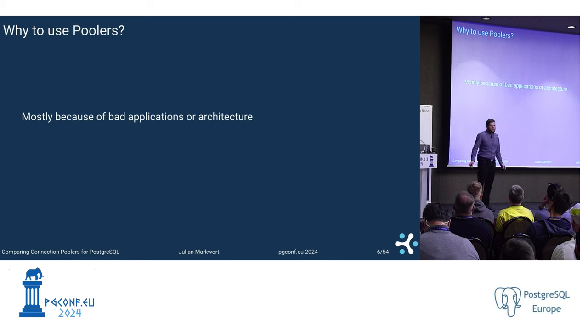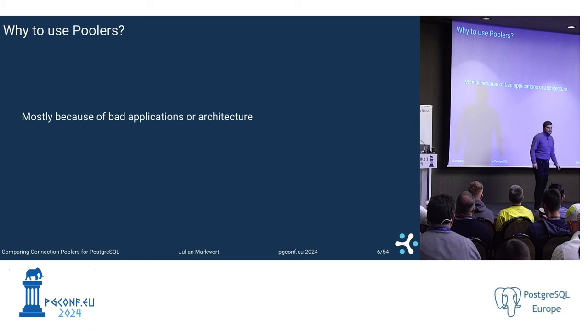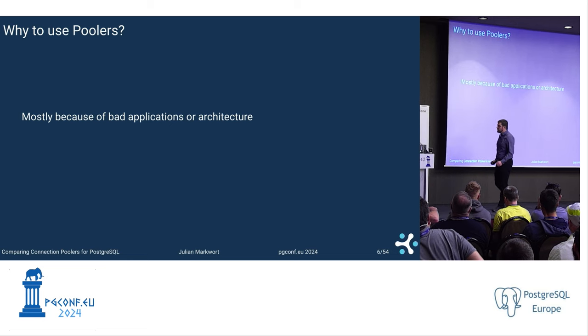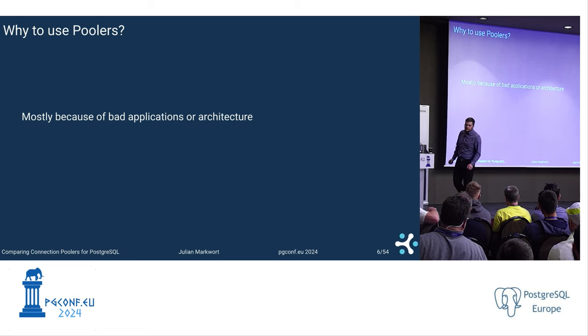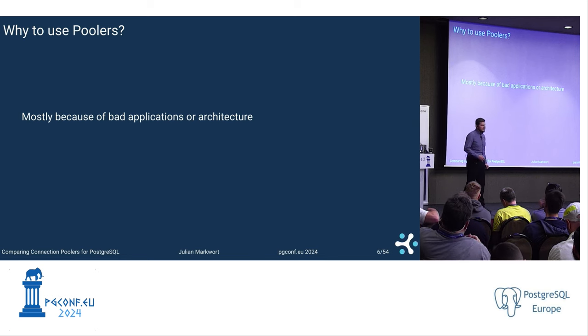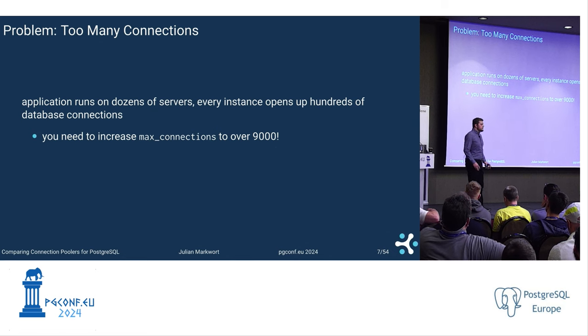And why might we need to use a pooler? We might need to use a pooler because we have an application that is maybe not very well designed, or maybe because the architecture is a bit weird. This is my personal subjective opinion, of course, but you probably know some applications that you would like to improve, but you can't. And so what are some common problems that we can solve with poolers?